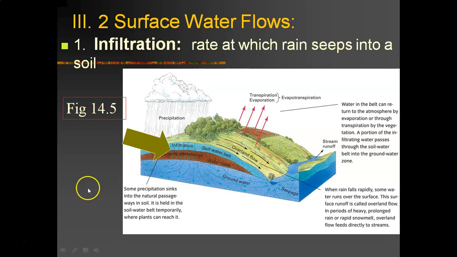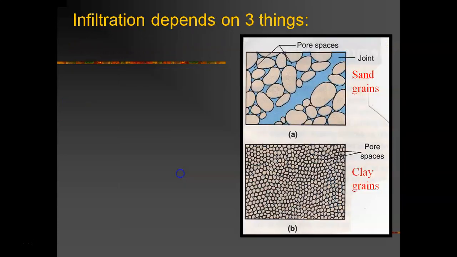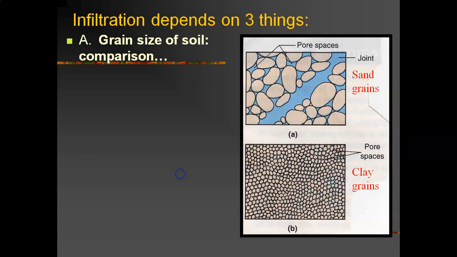I want to talk about number 1, infiltration, the rate at which rain seeps into the soil. And it's really, really important. That's what you want. You want rain to seep into the soil so you don't wind up with surface flooding. Now, I'm going to talk a little bit more about infiltration because it does depend on several things. And one thing is the grain size of the soil and the dominant grain size.